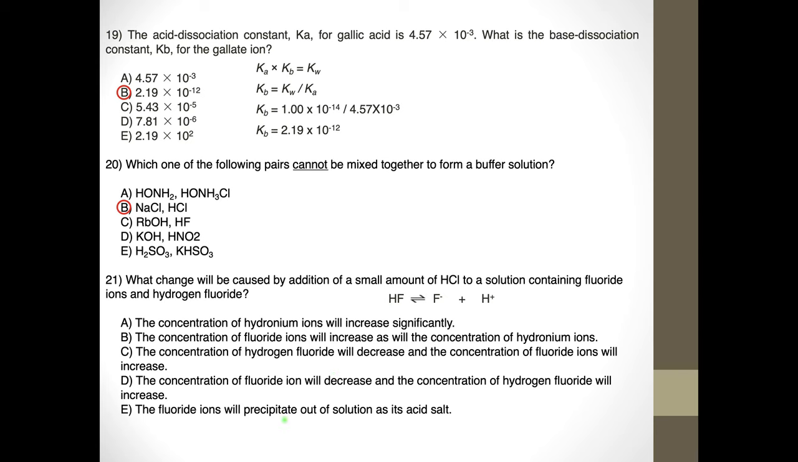The fluoride ions will precipitate? No. So that's basically letter D, your correct answer for number 21. When you add this amount of H positive, it's going to increase this one, and that will shift the equilibrium to the left, decreasing this concentration and increasing the HF concentration.